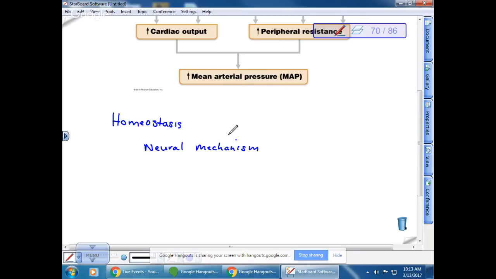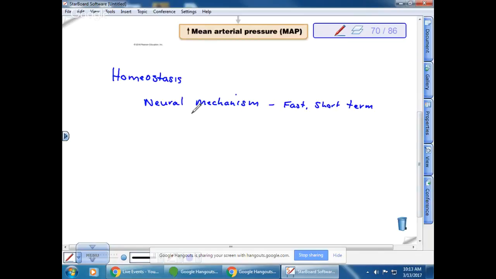And what does renal mean? What is that word? Kidney, right? So the kidneys also play a role in regulating blood flow, blood pressure. When we look at the neural mechanism, this is the nervous system, obviously, and this tends to be fast and it tends to be short term, because that is what our nervous system is good at, fast responses, but it does not tend to be long acting compared to, say, hormones. So when we look at the neural mechanism, we have receptors, and specifically we have baroreceptors.